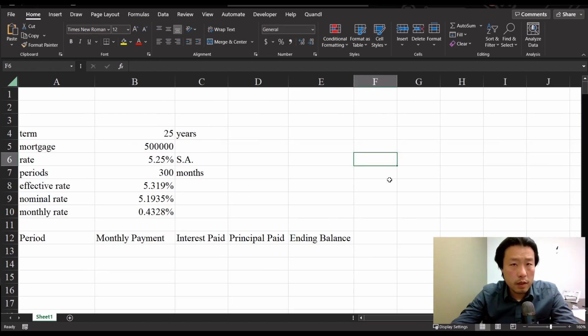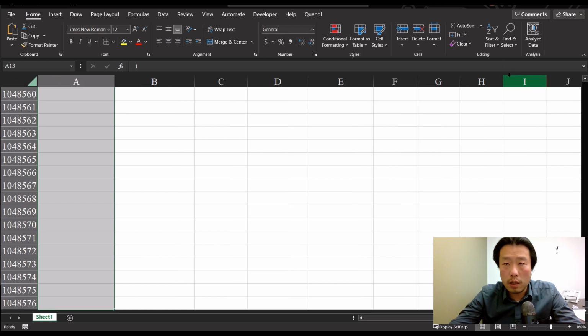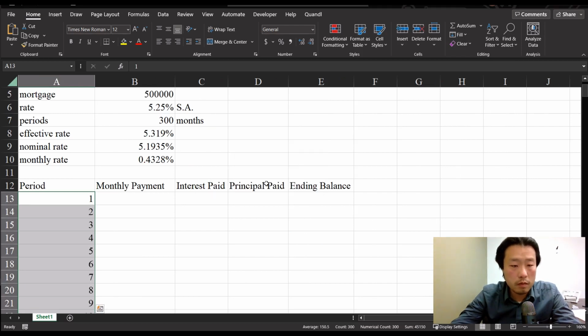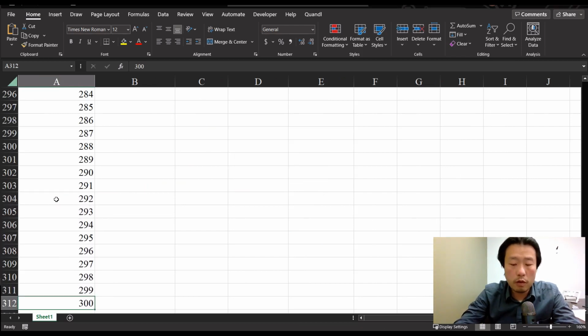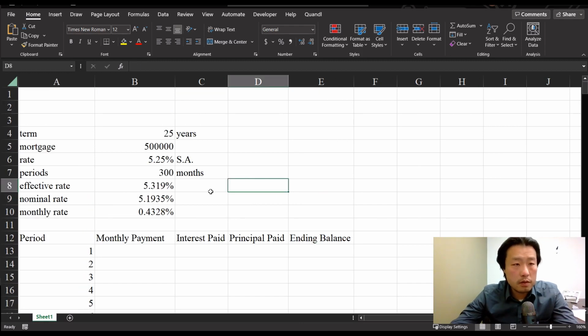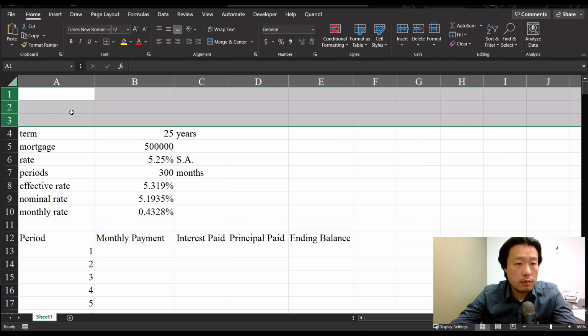Let's fill the table with 300 periods. First, you just type 1 here, and then select this, and select the whole column, and then click here, select series, and then put the 300 here, and then click OK. We got the table filled with 300 periods. Next, let's delete the first 3 empty rows.